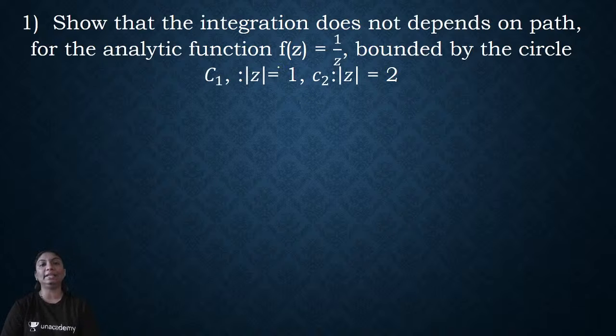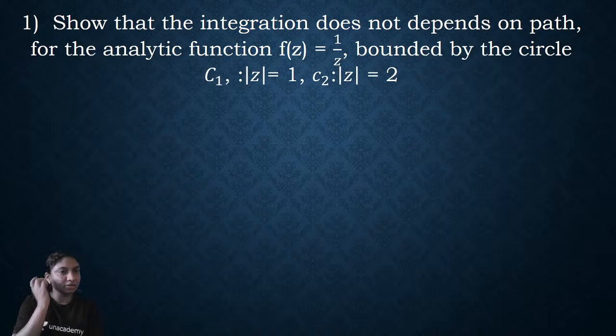Now show that the integration does not depend on the path for the analytic function f of z is equal to 1 by z bounded by the circle C1 such that mod of z is equal to 1 and C2 is equal to mod of z is equal to 2. Okay, so path of the integration is not important here.